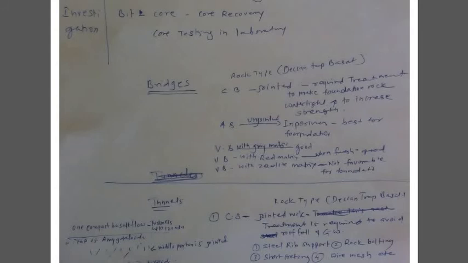Then the drill hole should go at least 5 to 6 meters below the invert. Then the spacing between drill holes should be 100 to 150 meters.